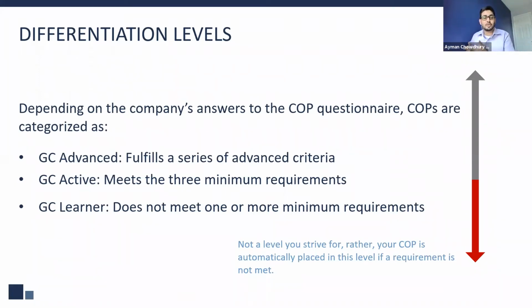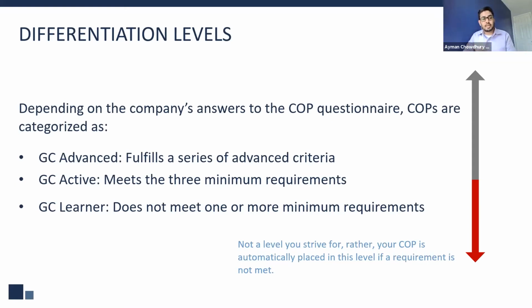So in case your organization is in a situation that you are not able to fulfill the minimum requirement, we encourage that you still submit your COP, you still stay committed to UN Global Compact, and then next year, when you're submitting your next COP, you can fulfill all those three requirements and maybe even approach GC Advanced COP submission.